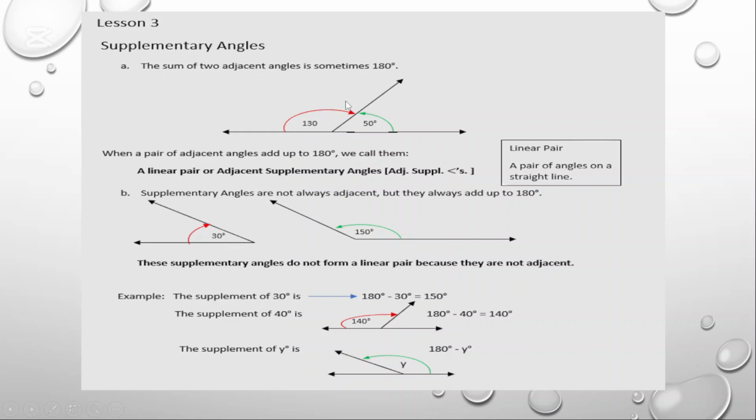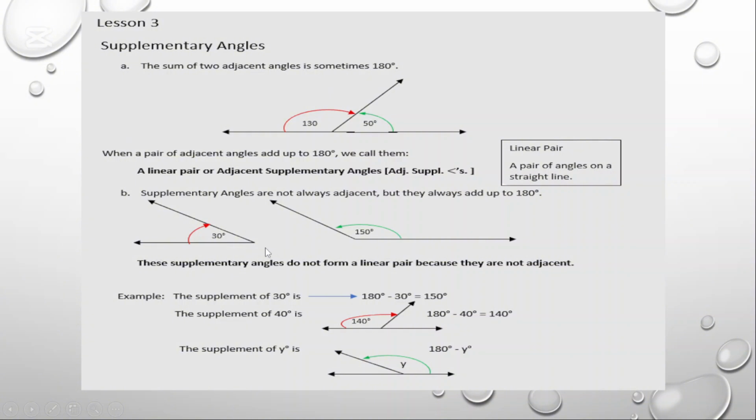Supplementary angles add up to 180, but complementary angles add up to 90. And again, supplementary angles are not always adjacent, but they always add up to 180. So if one angle is 30, the other one will be 150. But in this case, they are not adjacent.